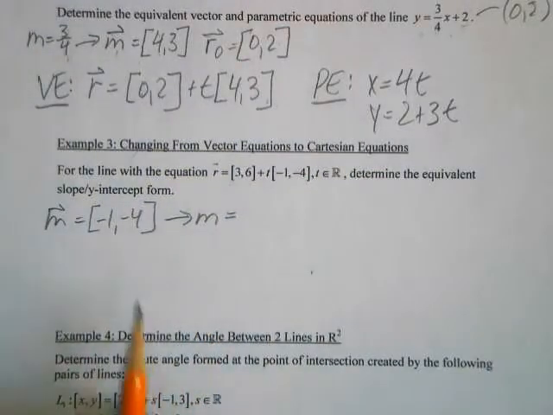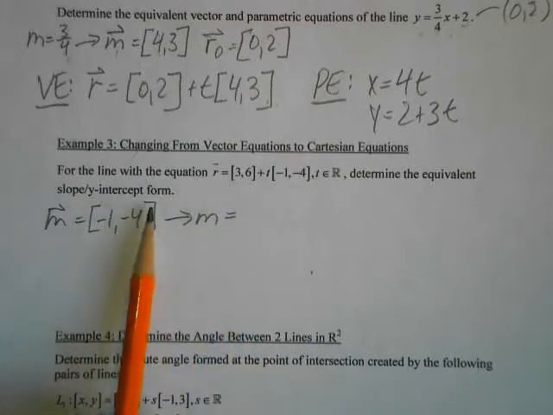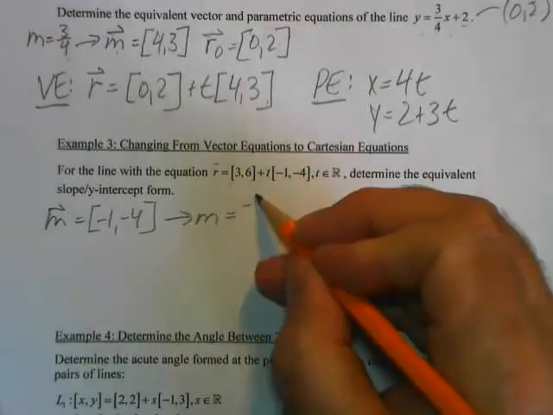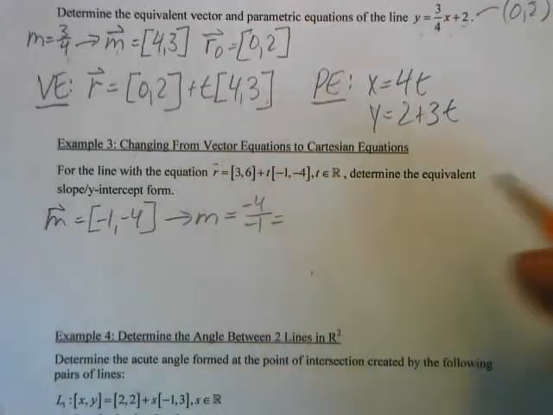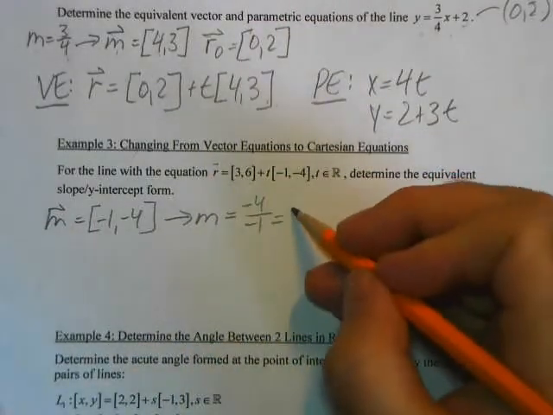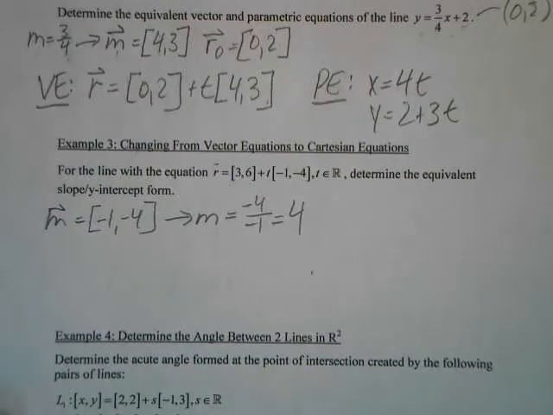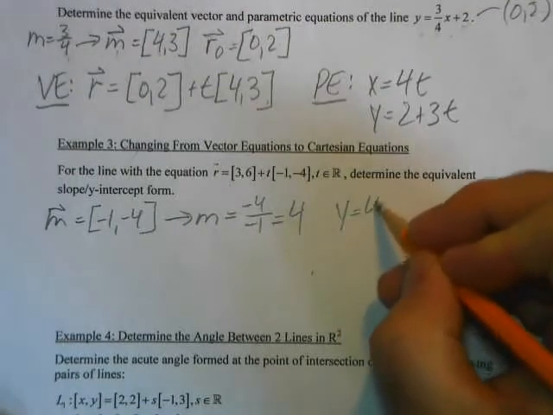If you need to remember again, it's rise over run. Which one is the rise? It's the y component. So in this case, the rise would be -4 and the run would be -1. Well, we can simplify that, change it to positive 4. So we know the slope is 4, so that tells us our equation so far is y equals 4x plus b.